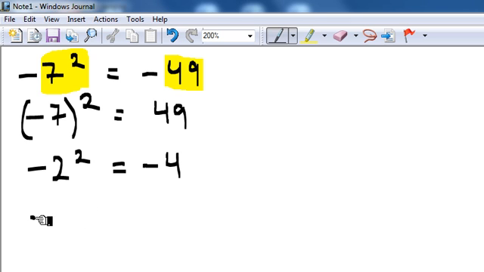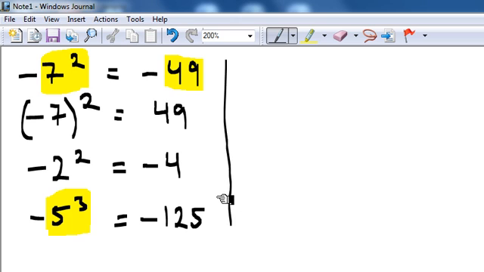How about -5 index 3? This means the same thing as this. We do the power first, 5 index 3, that's 125, and then we have the minus sign here, so -125. Let's do a couple more.